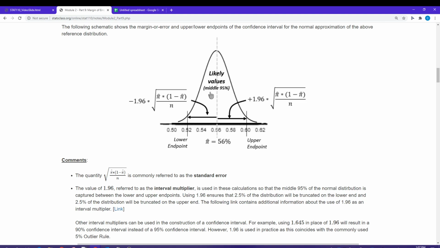If we wanted to go after the middle 99% of the likely values when building a confidence interval, then I'm going to need to increase the interval multiplier a little bit to stretch out this upper endpoint and to reduce this lower endpoint so that I can obtain the middle 99% of the values from my reference distribution. On the other hand, if I want the middle 90%, I'm going to reduce this 1.96 quantity.